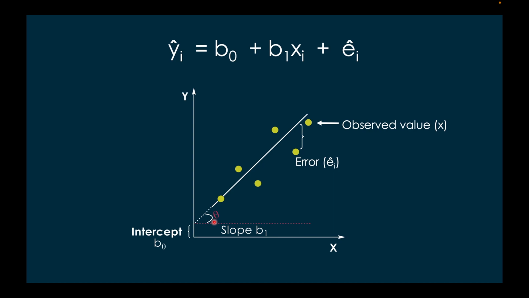Now if you draw a perpendicular from an observed point to the regression line, the intersection between the perpendicular and the regression line is a point with the y value equal to y hat. So given an x, y hat is the value predicted by the regression line. In this manner, we can have a predictive linear regression model.